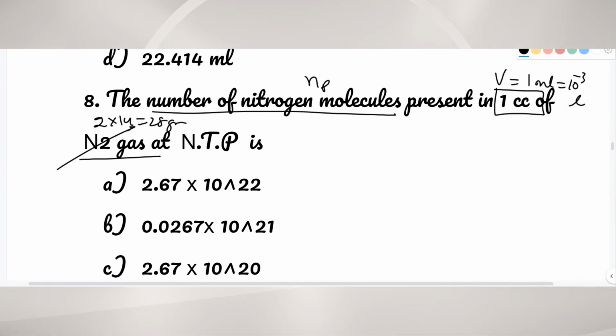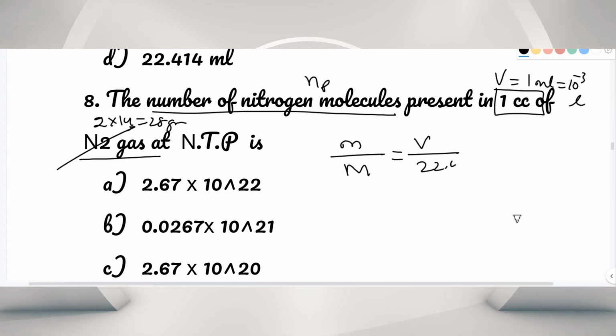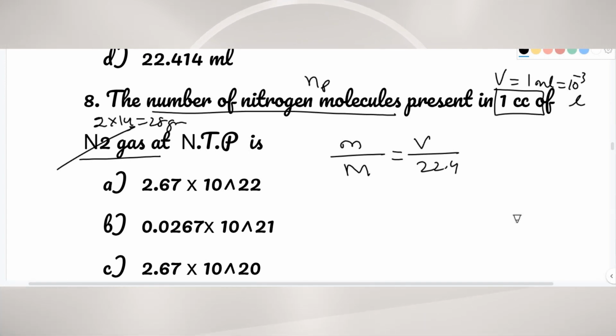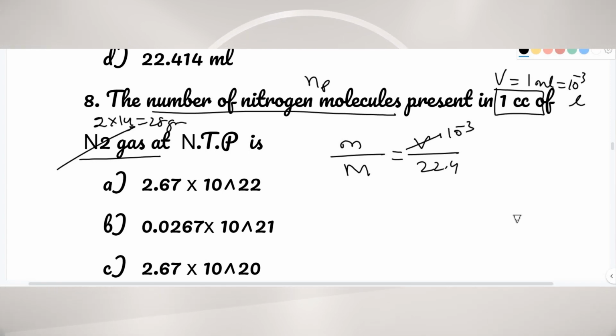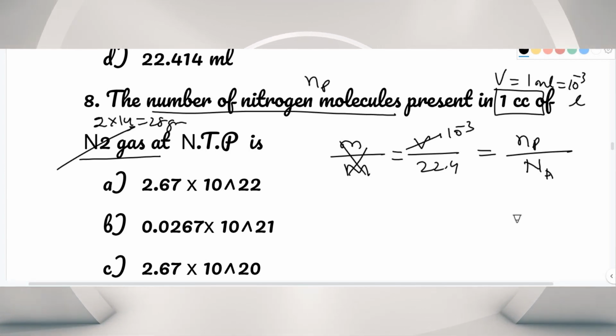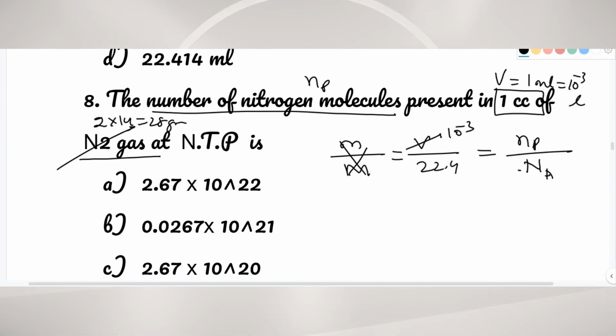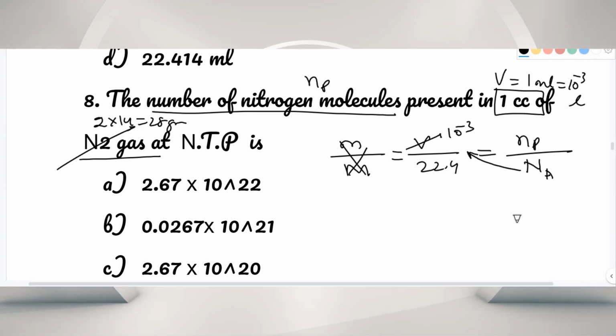Okay, let's see. We have to find the number of particles. Given mass by molar mass, equal to given volume by 22.4 liters. So that is 10 to the power negative 3. You have to find number of particles. Oh, we are not using this part of the formula. We are using this part: number of particles by Avogadro number. So you're not using this one. So number of particles we should find. Avogadro number, you know this. So you just have to do a simple cross multiplication.